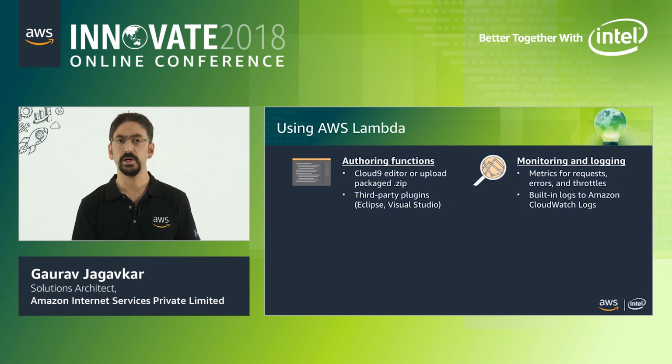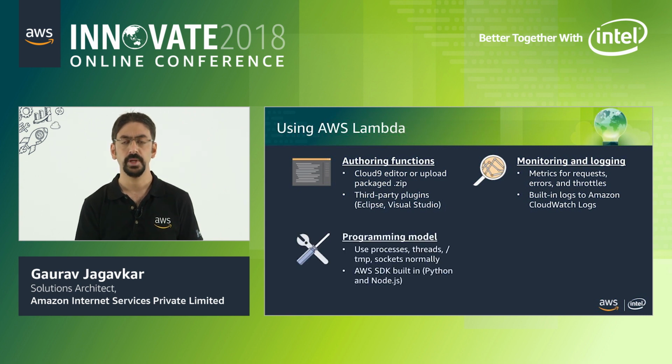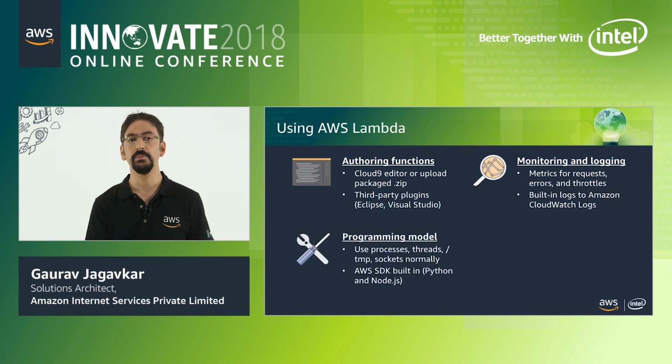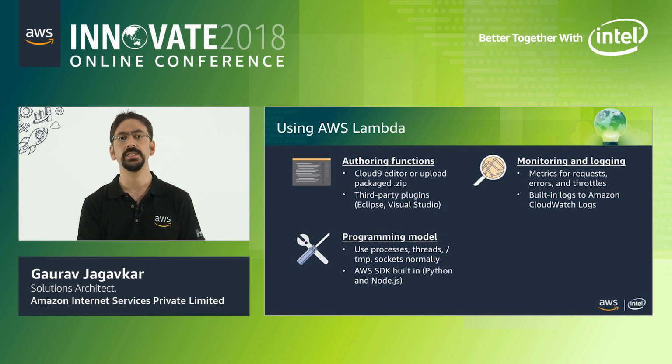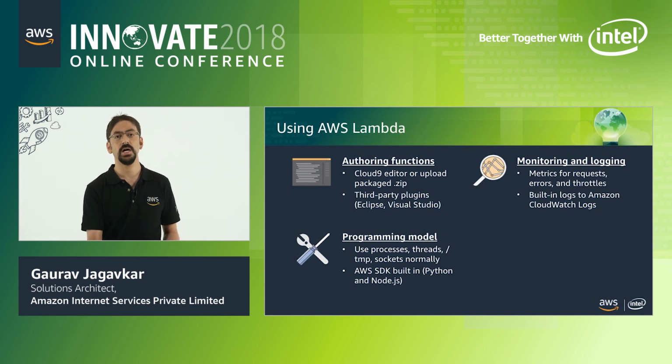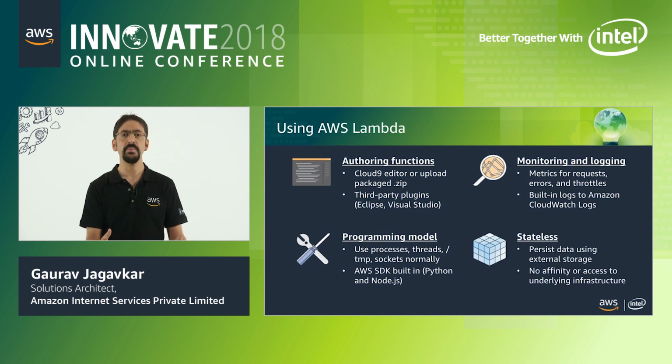And of course, we've got third-party plugins for your favorite IDE like Eclipse or Visual Studio. Monitoring and logging is very important. Now, how do you do it in the serverless way? Metrics for requests, errors, and throttles are available to you on the dashboard itself, and built-in logs are provided through Amazon CloudWatch Logs. The programming model, however, remains the same as the one that you're used to.